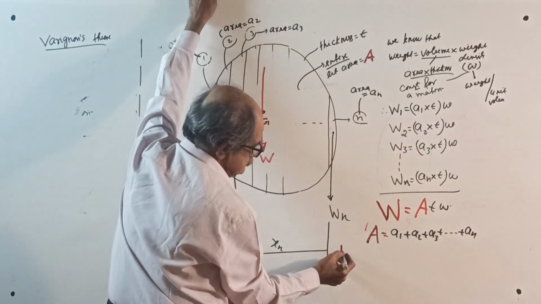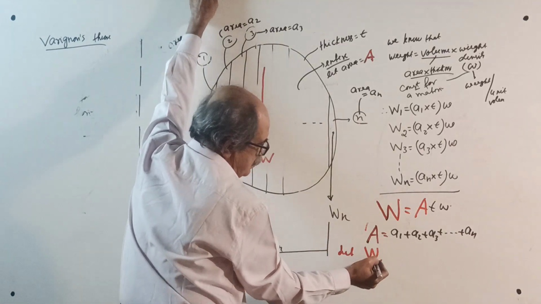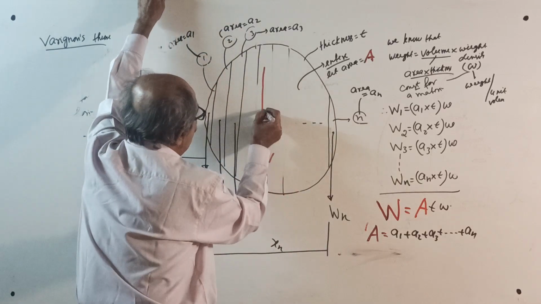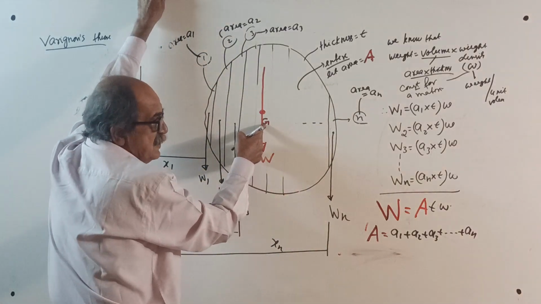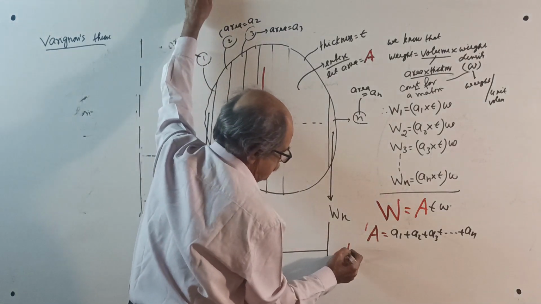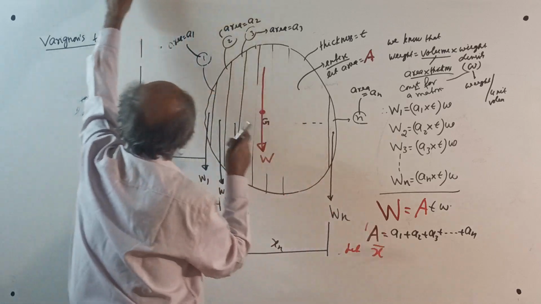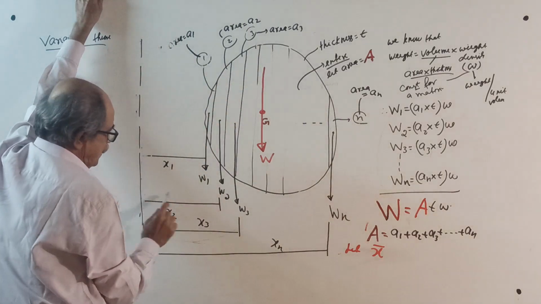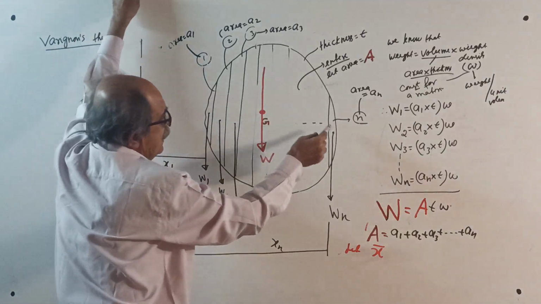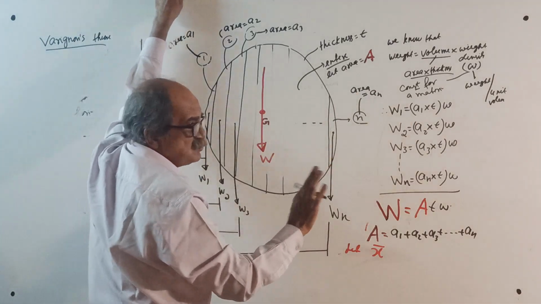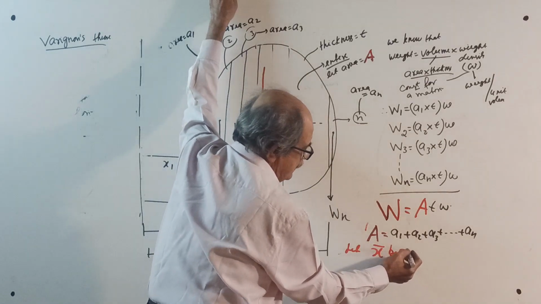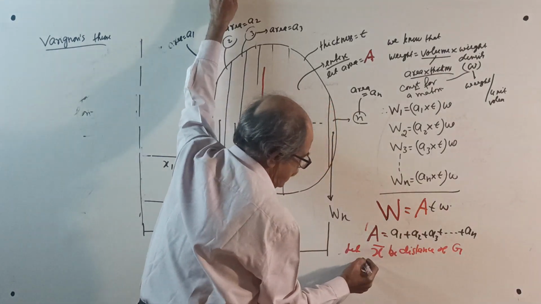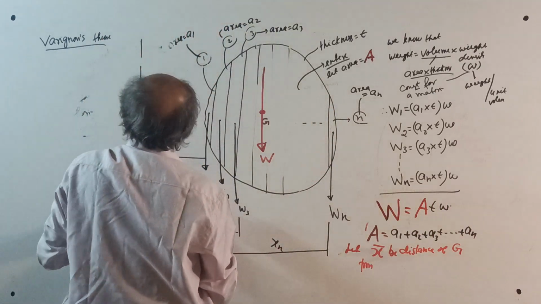Already told, the resultant load W will pass through the centroid or center of gravity. Let x bar be the distance of the CG, the centroid G, from the same reference axis. For part 1 it is x1, for part 2 x2, part 3 x3, part n xn. Very important.